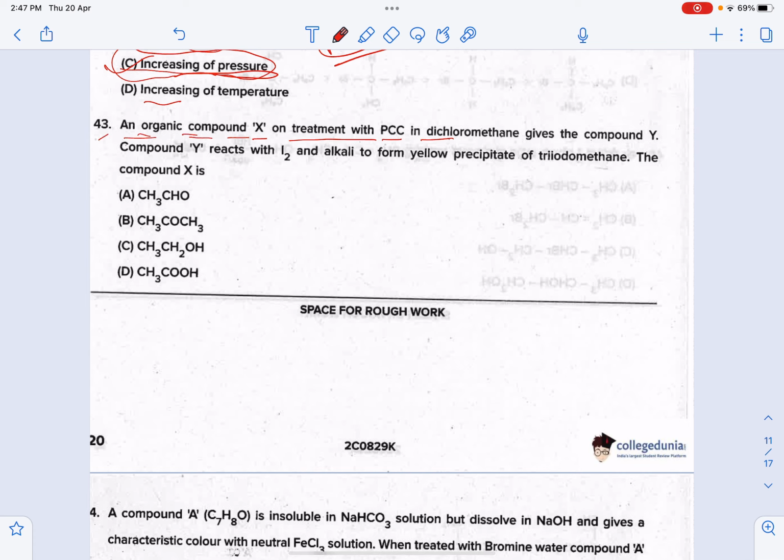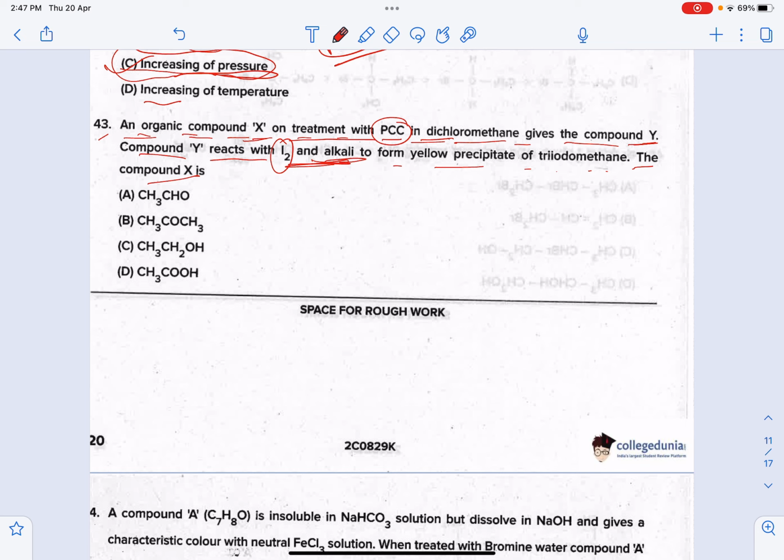Once more, an organic compound X on treatment with PCC, pyridinium chlorochromate, in dichloromethane gives compound Y. Compound Y reacts with iodine and alkali, that is the iodoform reaction, which indicates formation of a yellow precipitate of triiodomethane. Then which will be the compound?